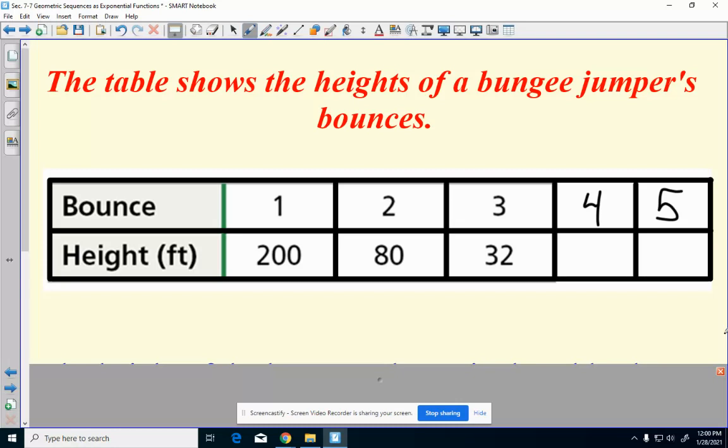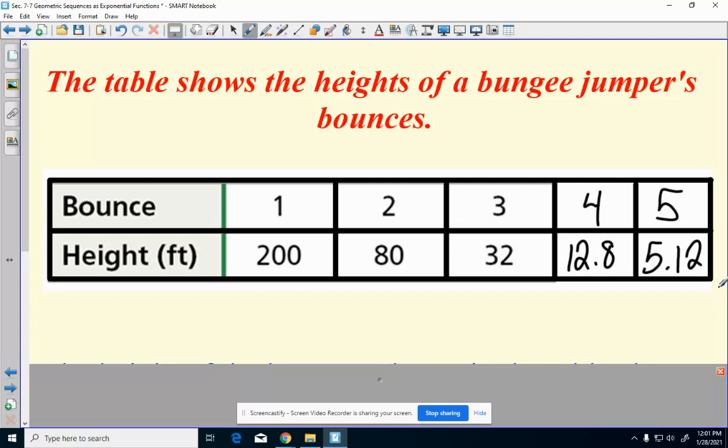Gracie, do you have an answer for this fourth bounce? 12.8. Somebody that got that have the next one, Aiden? Okay. Can somebody tell me what's happening from each of these down the line? Andrew? Okay, I 100% agree. You are dividing by 2.5 in each one of these situations.